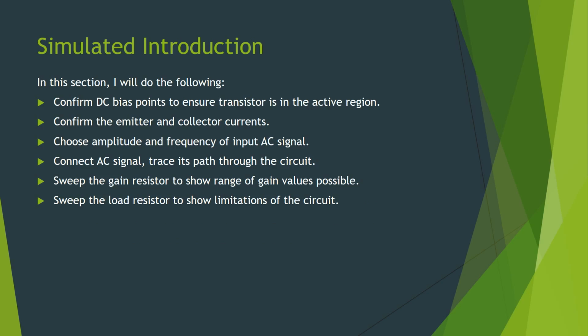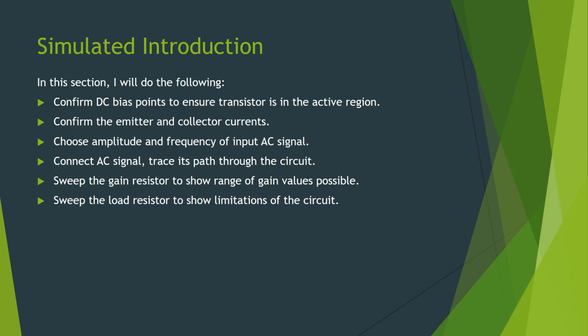In the simulated section, we're going to be confirming the DC bias points to ensure that the transistor is in the active region, because when it's not in the active region, we're not amplifying, so it's important that we stay in that region. We're going to confirm the emitter and collector currents, choose the amplitude and frequency of the AC signal, just so that we can see what's going on, connect the AC signal, trace it around, make sure that everything looks the way that it should, and then to test the limitations of the circuit, we're going to sweep the gain resistor and the load resistor.